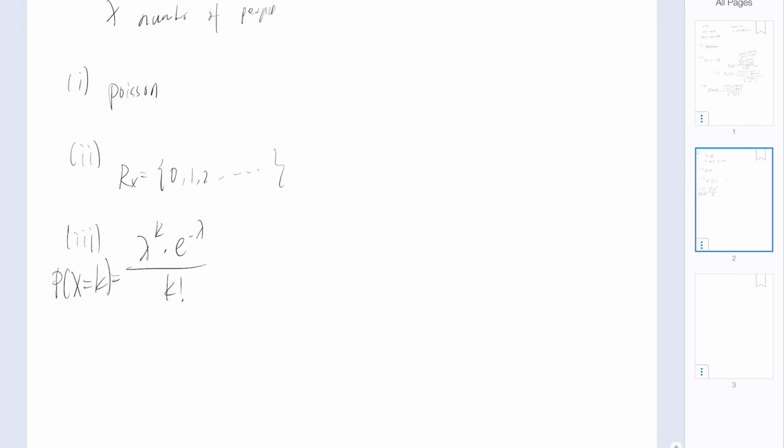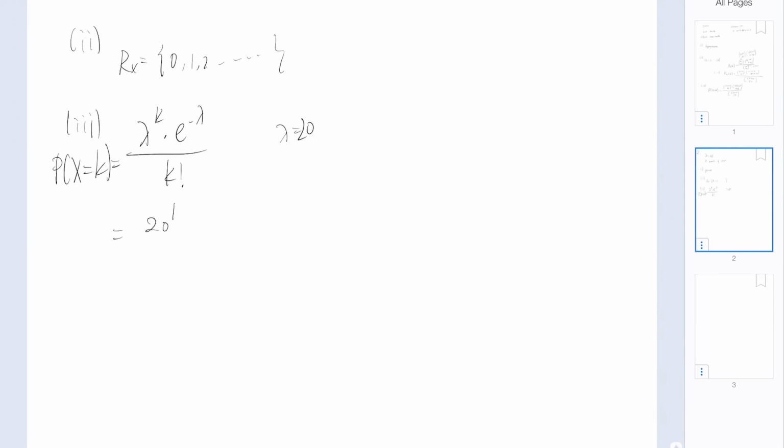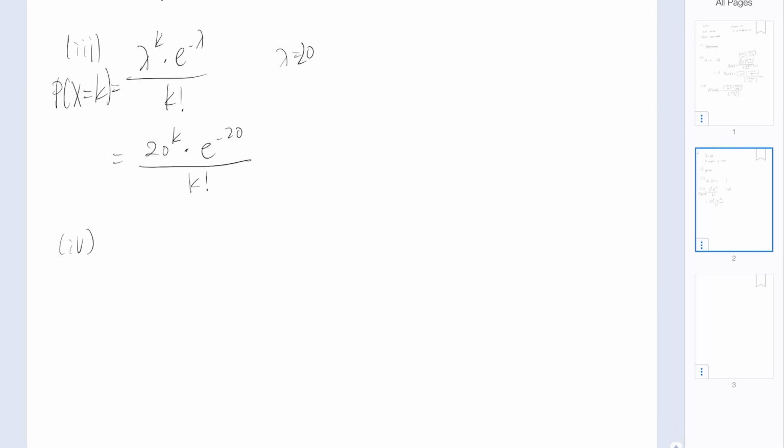But what do we know now? We are given that lambda is equal to 20. So we can just plug in 20 into the original equation, and that is our probability mass function for this context. And the last problem is to calculate the probability when the random variable X equals 4. Again, we just plug in k equal to 4 in this context. And if you use a calculator, we will get a result of 1 point something times 10 to the negative 5.